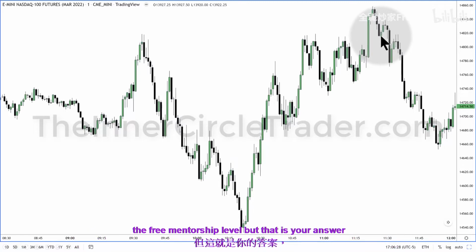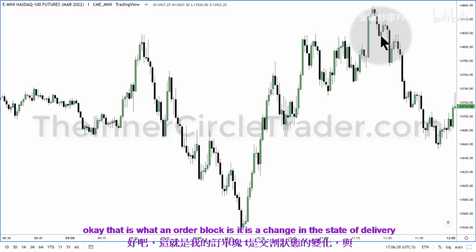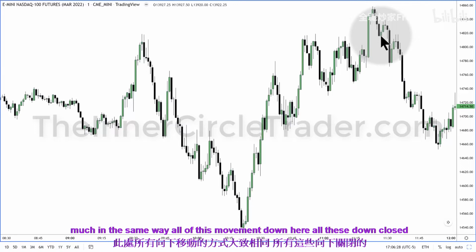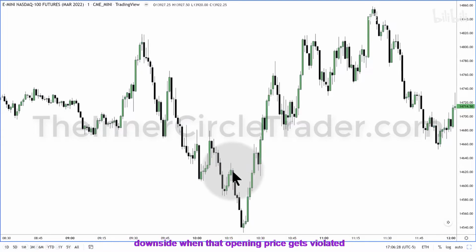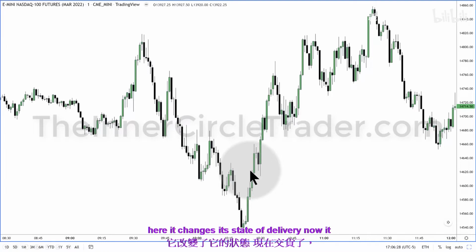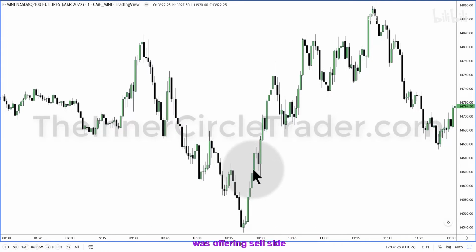That's all I'm going to give you on the free mentorship level. But that is your answer. That is what an order block is. It is a change in the state of delivery. Much in the same way, all of this movement down here, all these down closed candles, the opening on that candle starts this series of delivery on the downside. When that opening price gets violated here, it changes its state of delivery.